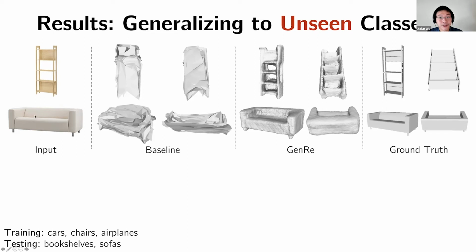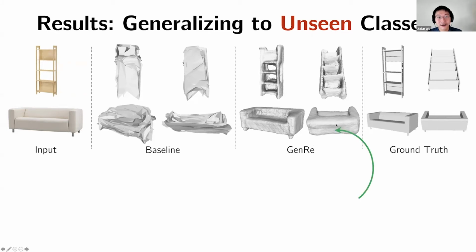So for example, for this sofa, the visible surface is only about the front. But our model can successfully complete the back. And remember, we have never seen a sofa. All we have seen are chairs, planes, and cars. So how was it able to complete the back of the sofa?